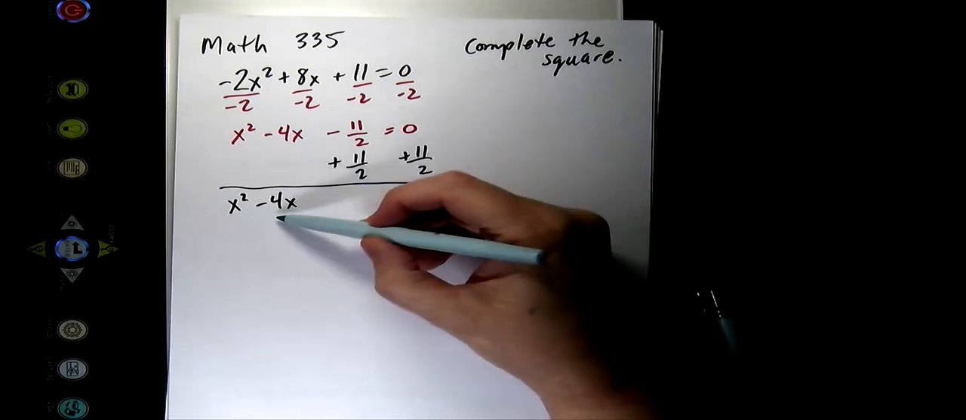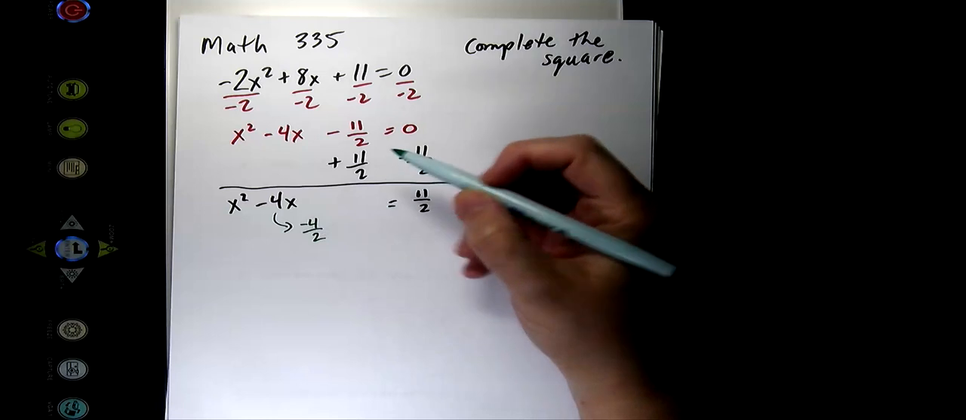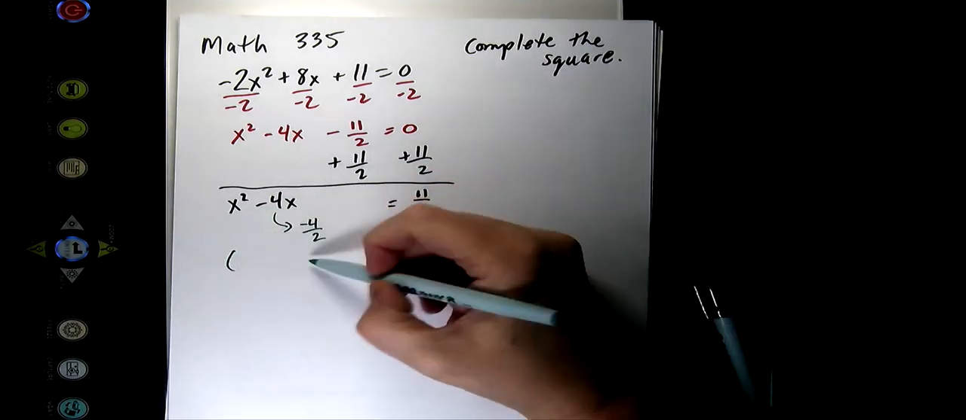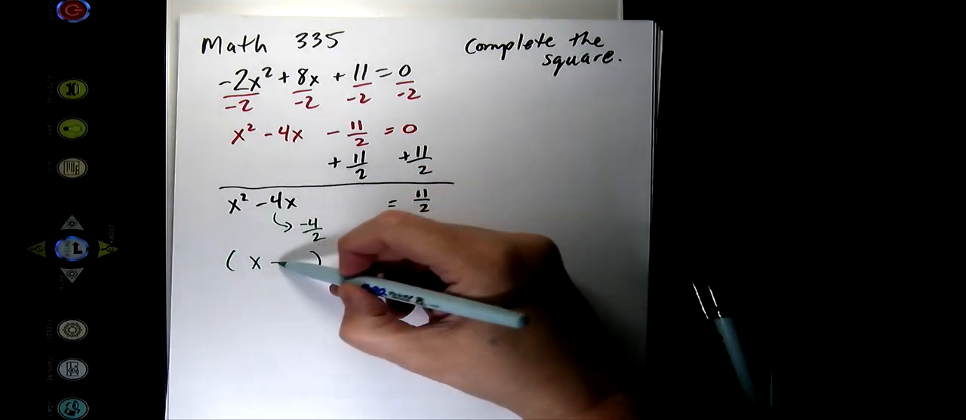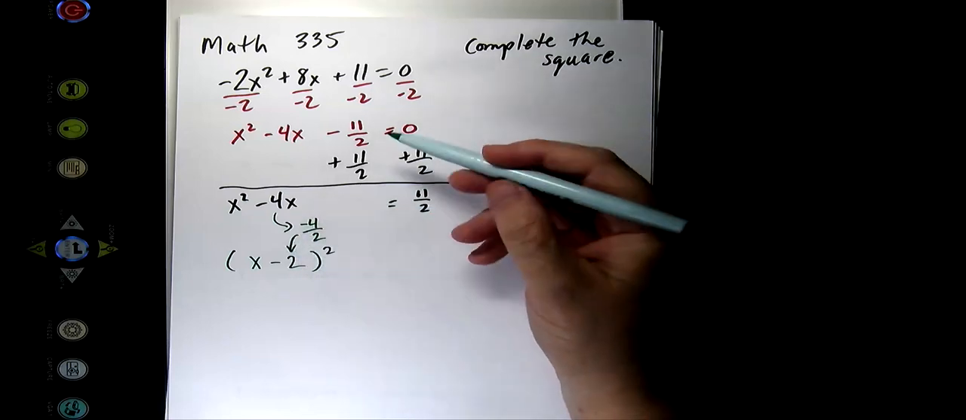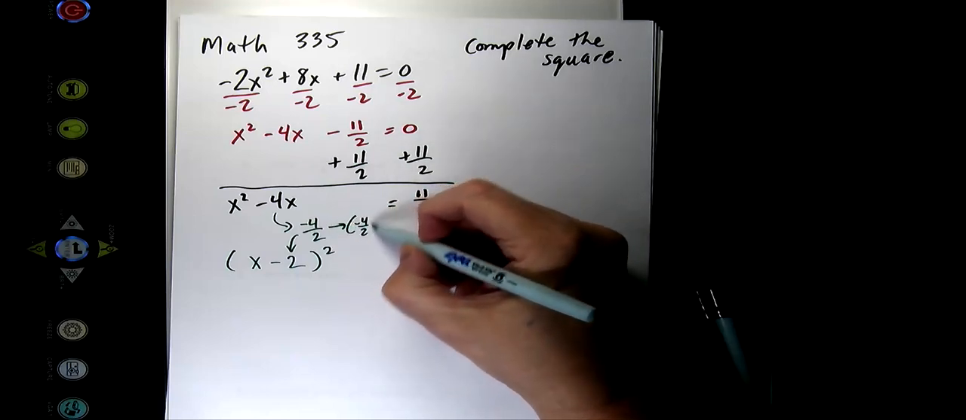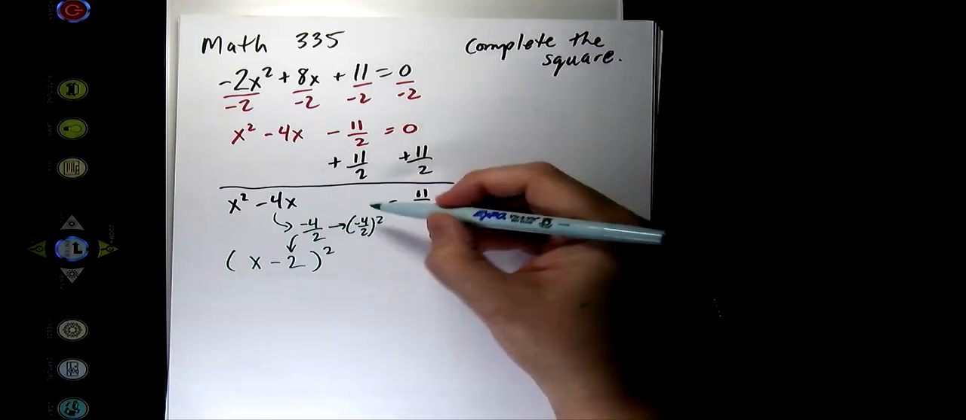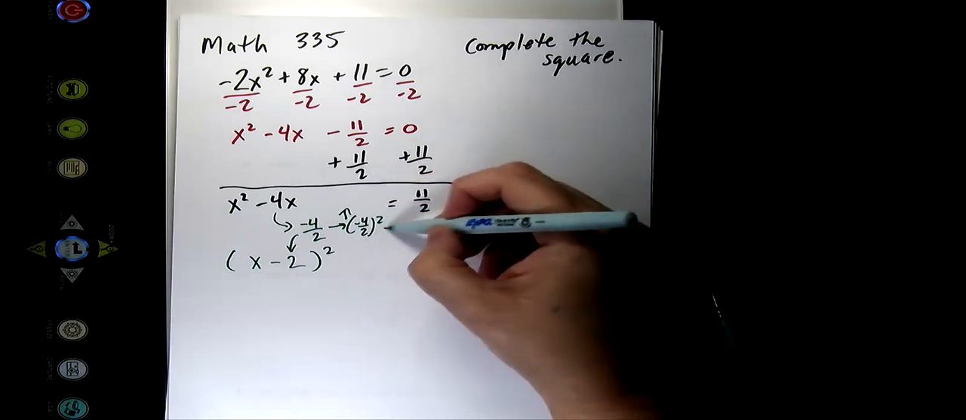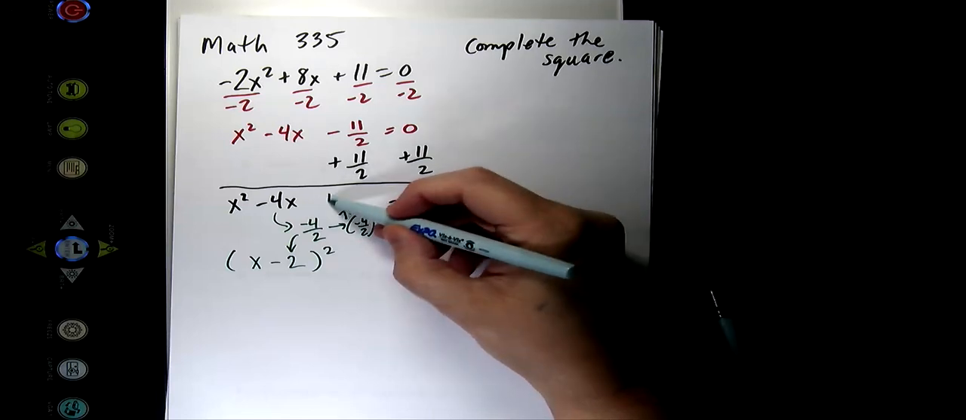Then we take this, we cut it in half. When we cut it in half, it gives us what we're going to have for completing the square. -4 divided by 2 is -2. Then what we do is we square it, and we add that to both sides. So -4 over 2 is -2, squared is 4.